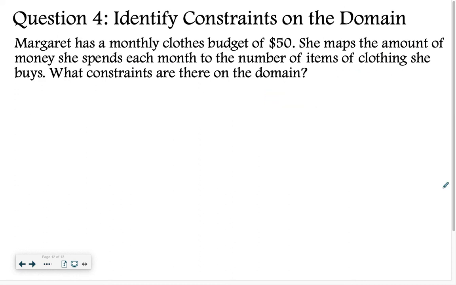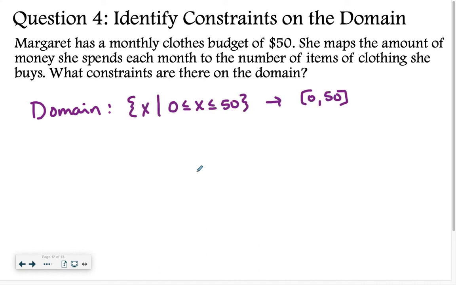Question 4. Margaret has a monthly clothes budget of $50. She maps the amount of money she spends each month to the number of items of clothing she buys. What constraints are there on the domain? So this is the same thing as the last problem we did. We're just looking at the domain, and I want you to tell me what the constraints for the domain are. Good luck.